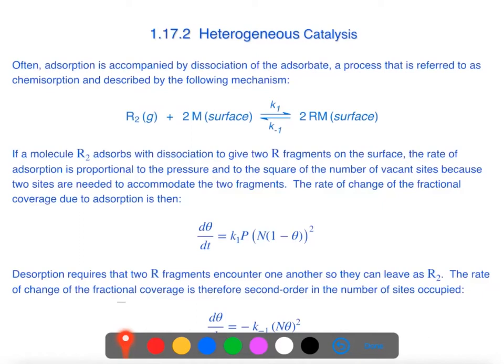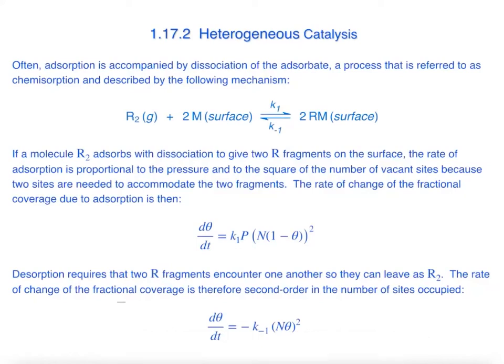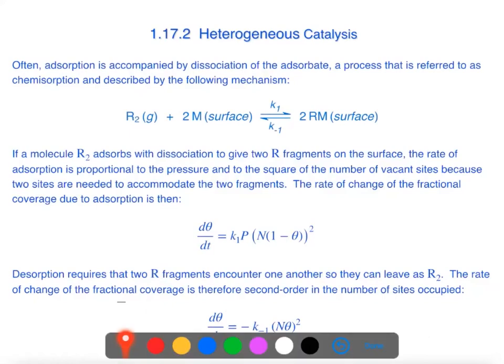Desorption also requires that 2 R fragments encounter one another so they can leave as R2. And so the rate of change of the fractional coverage is therefore second order in the number of sites occupied. And that's shown in this expression here. So again, these will represent the 2 terms associated with the change in theta with time for this type of adsorption, which we refer to as chemisorption.